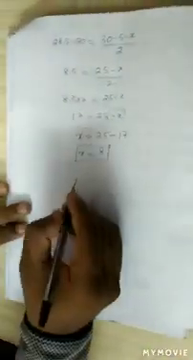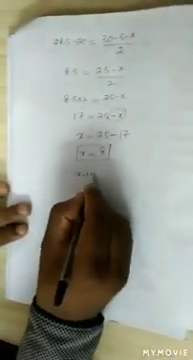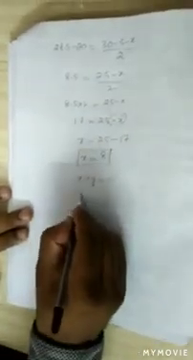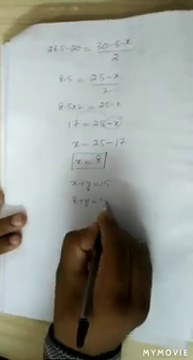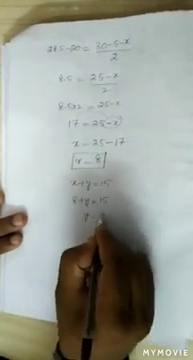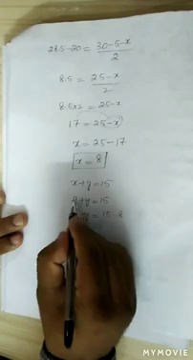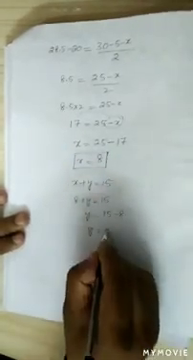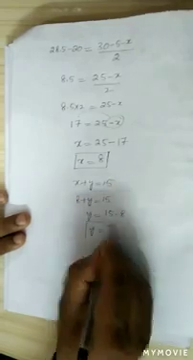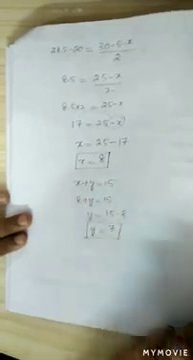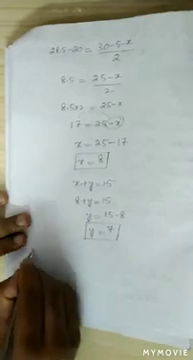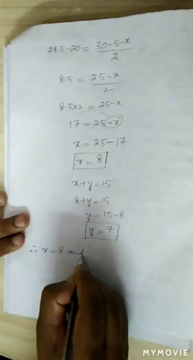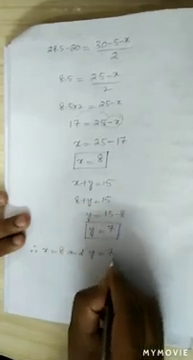I'm writing the same equation here: x plus y equals 15. What is x? x is 8. So 8 plus y equals 15. So y equals 15 minus 8, because this 8 transposes to the right side. 15 minus 8 is 7. So we are ready with the two values, x and y. Therefore, x we found as 8 and y we found as 7.